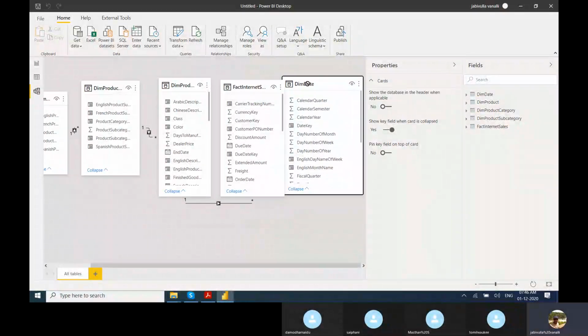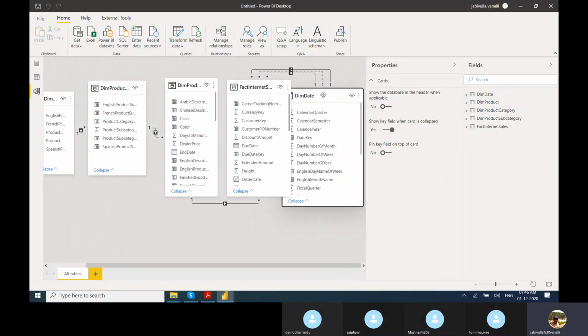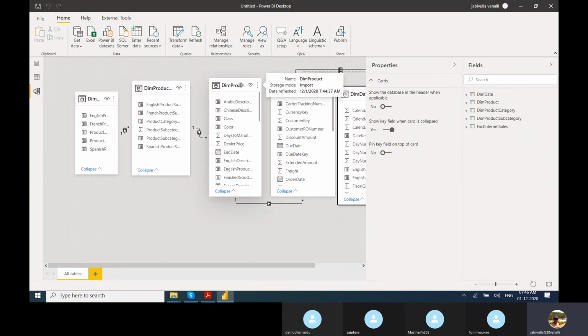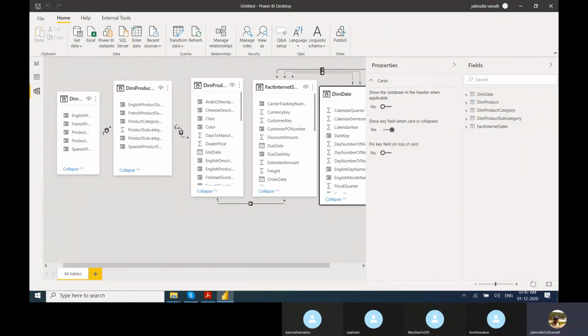Here data is snowflaking. That means, as I said just before, here data is normalized. What does normalized mean? This is the perfect example. Dim product is divided into dim product subcategory, and this subcategory is divided into dim product category. So here data is normalized. If data is normalized, then what schema? This is snowflake schema. If this subcategory and category were also in the same table, then it would be star schema.